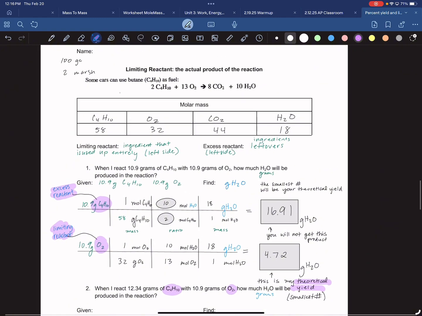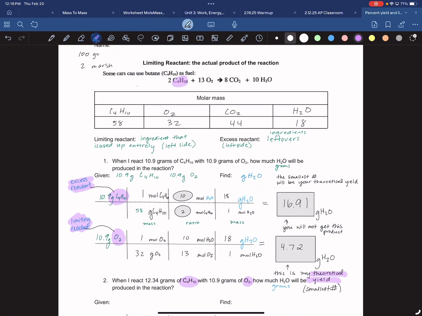I'm going to go ahead and look at the reaction. And I see with these two, are these going to be my reactants or my products? Reactants. Okay, I just want to make that clear because some people will forget. Reactants, and then your product is on the right side.